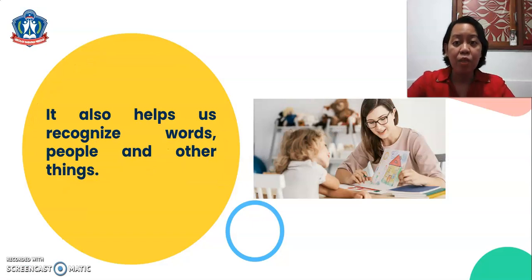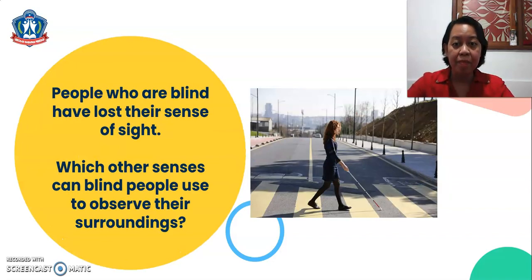It also helps us recognize words, people, and other things. Look at the picture here. A teacher is teaching a child. People who are blind have lost their sense of sight. Which other senses can blind people use to observe their surroundings? What do you think, children? We will discuss this during our Zoom meeting.